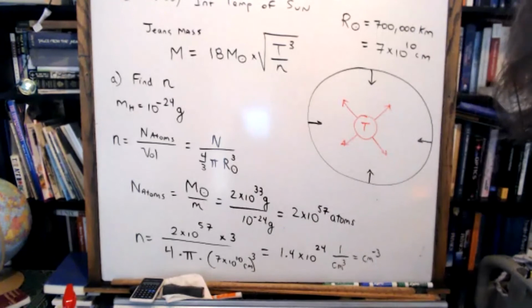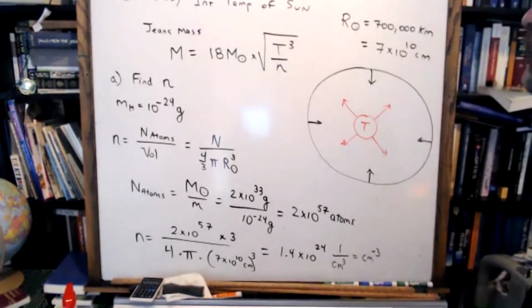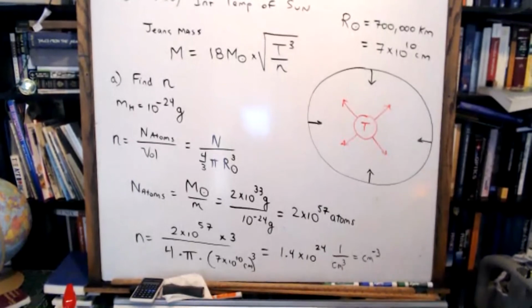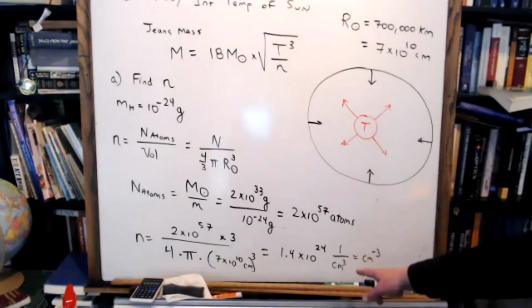Everyone get that down. And then Tegan, I want you to read us part B. Okay. Part B says, what is the approximate temperature necessary for gas pressure to balance gravity within the sun, given the average particle density from part A? Okay, do you guys have this all down? I'm going to have to erase.